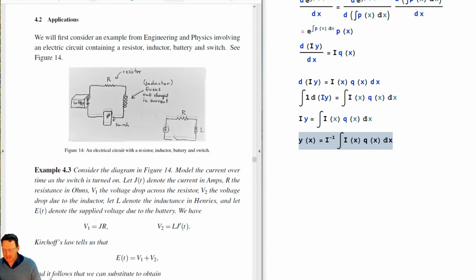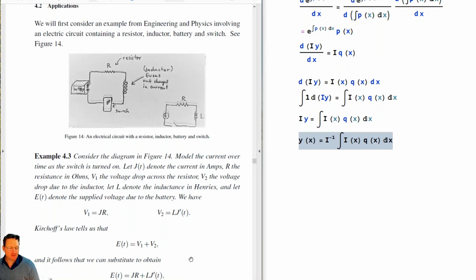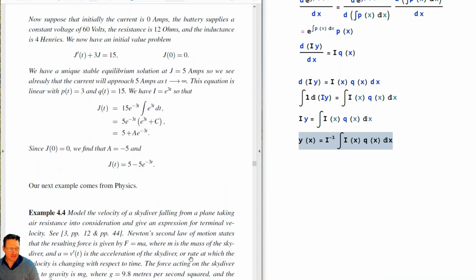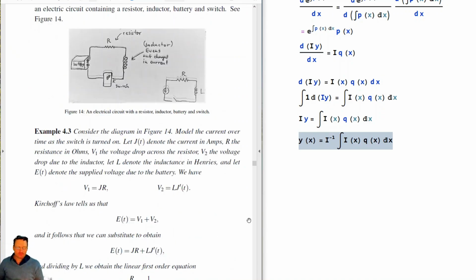Okay, now is this a linear equation? Well, it would seem to be in the letter J, right? Because we can divide throughout by L. Let's have a look here at the next equation first. We can rearrange that equation to obtain J dash plus R divided by L times J is equal to 1 over L times E of T. So we've divided that previous equation by L and swapped sides.